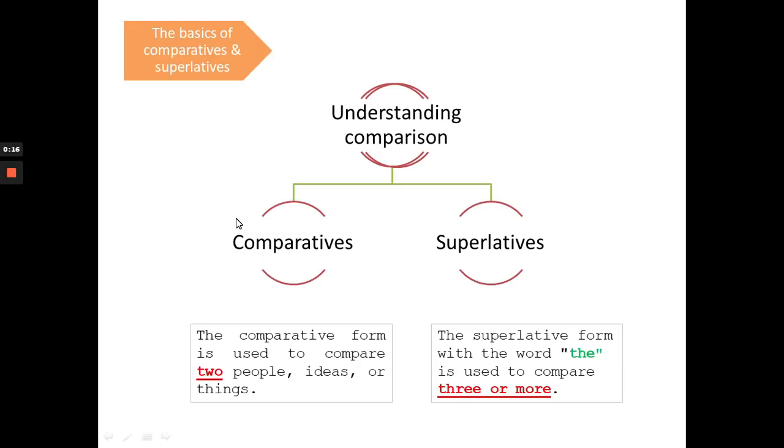In this slide you will see two types of comparisons: the first one is comparative and the second one is superlative. For comparative, we can use the comparative form to compare two people, ideas or things. And for the superlative form, you can use it to compare three or more people, ideas or things. Normally you can spot the word the in front of the adjective.